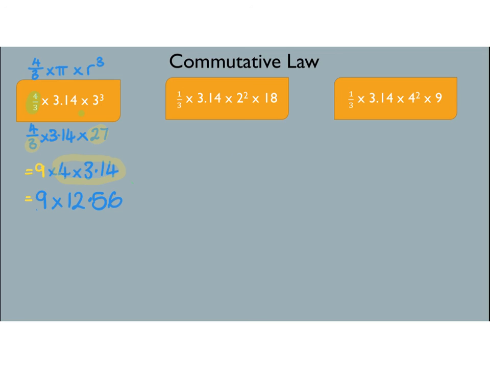Okay, so I just made myself some room so that I can work out my 12.56 times my 9. Okay, so 9 6's are 54, 9 5's are 45, add the 5. 9 2's are 18, add the 5's 23, 9 1's are 9, add the 2 is 11. Okay, so that's our first one done there.